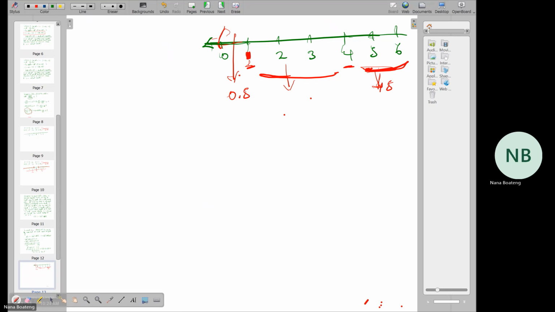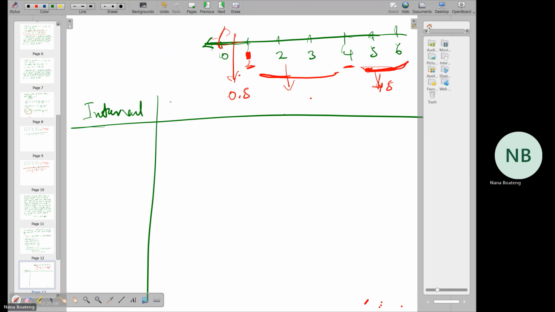Okay, so let's use our test points to evaluate our function. We have our interval here, and we have our test value, which we substitute into f of x. Let me write down the f of x here rather.